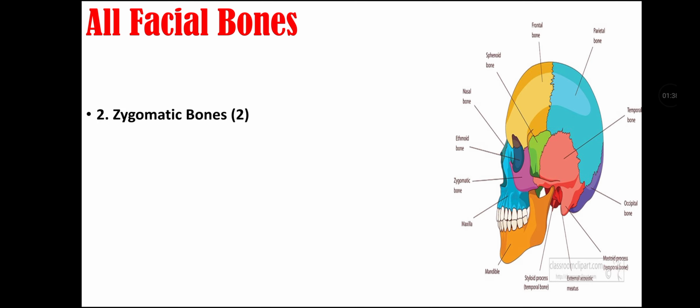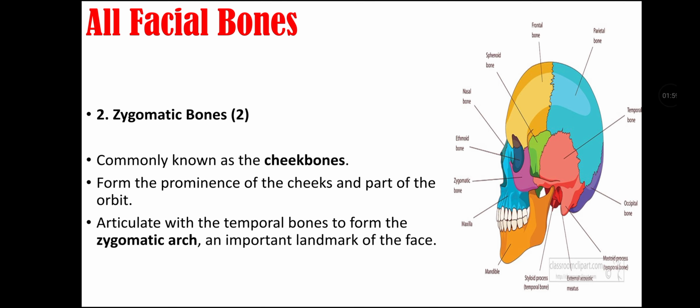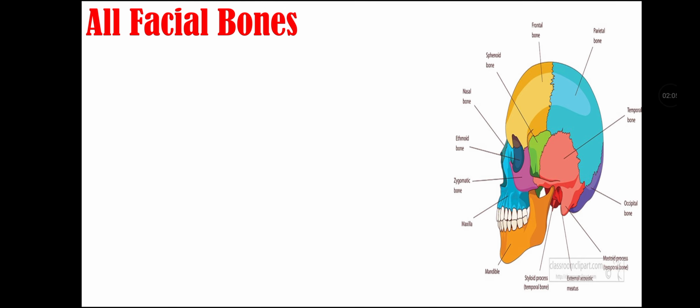Next facial bone we have is zygomatic bones. As you can see, the purple color bone just beside the maxillary bone is the zygomatic bone. They are also paired bones, that means there are 2 zygomatic bones in every skull. They are commonly known as cheekbones. They form the prominence of cheek and they are part of the orbit. They articulate with the temporal bones to form the zygomatic arch that is an important landmark of the face.